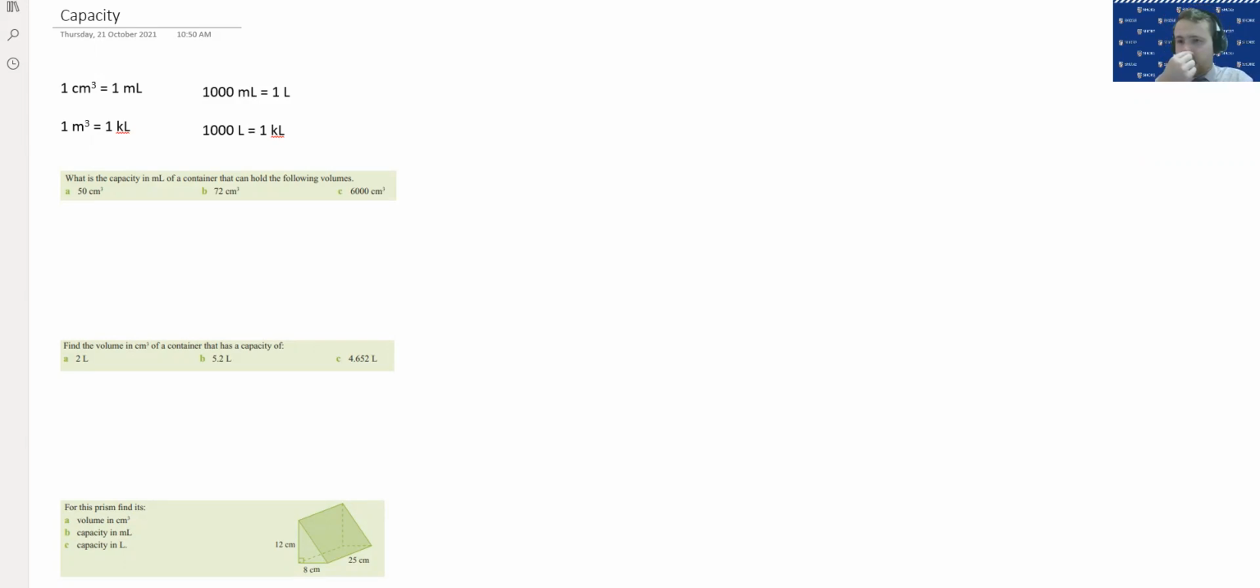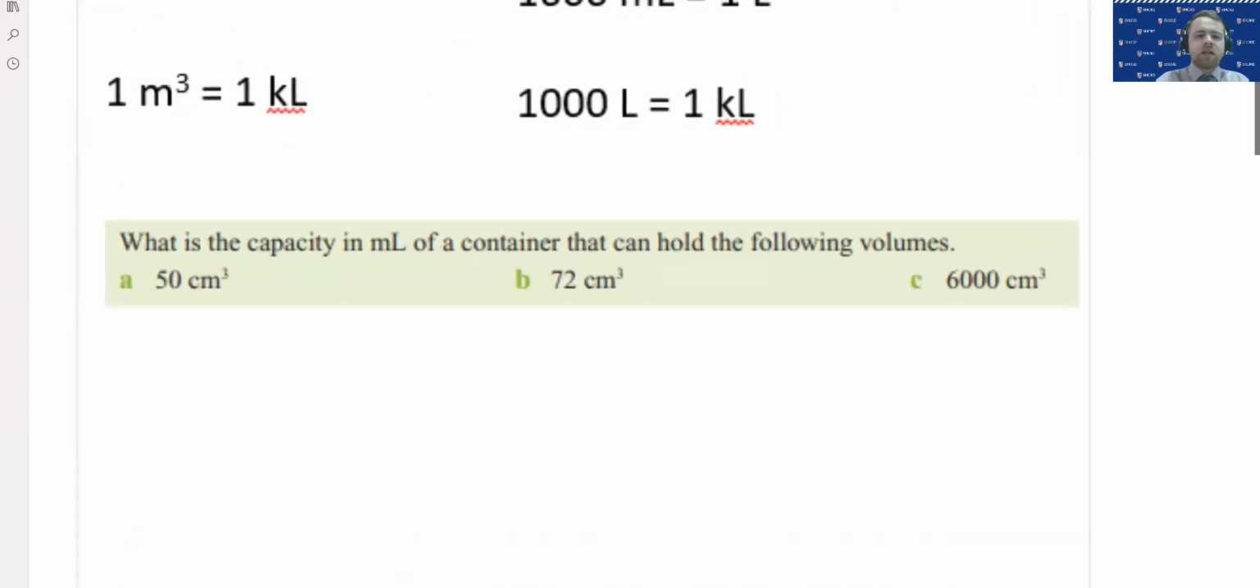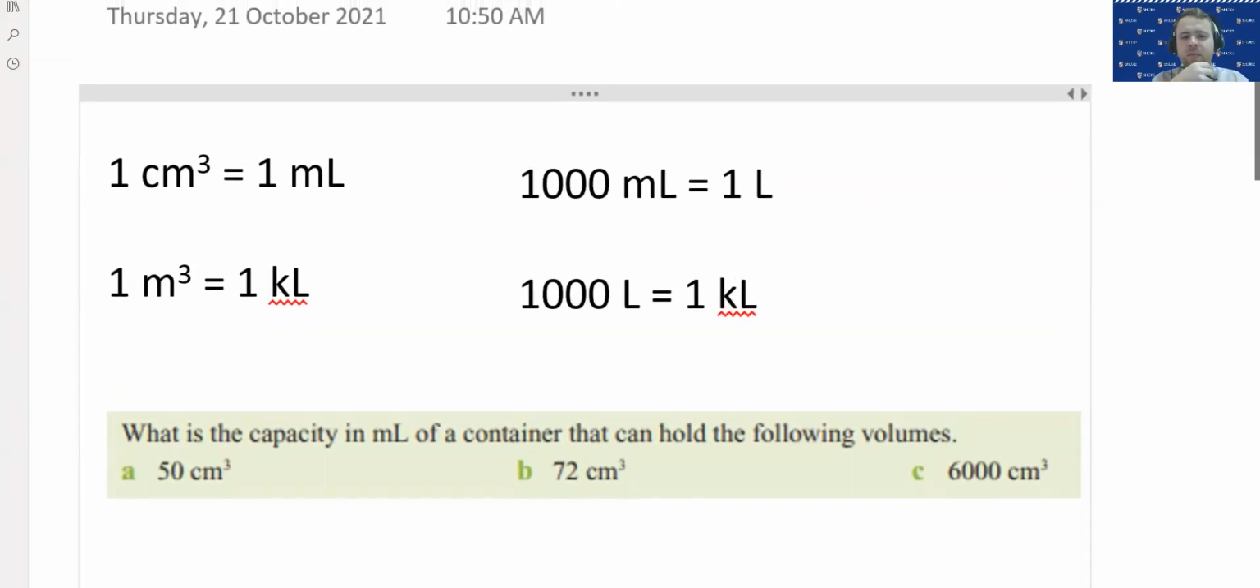So when we're talking about volume, we're going to use things like centimeters cubed, things like meters cubed, and the like. When we're talking about capacity, though, we use liters, or milliliters or kiloliters. So a liter refers to how much liquid a container can hold. Now, there are some things we need to remember, so let's have a closer look at this.